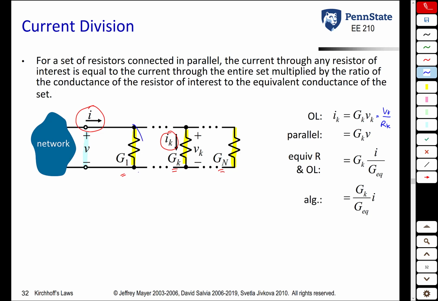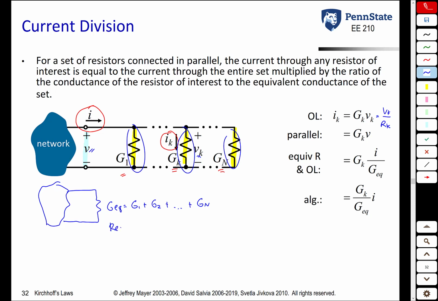Because all of these resistors are in parallel, this voltage V sub k is the same for all of them, and we can just use this total voltage V. So I sub k is G sub k times V. But let's think about this equivalent circuit now. We can replace all of these resistors in parallel with a single resistor with an equivalent conductance, G equivalent, equal to G1 plus G2 plus G sub n.